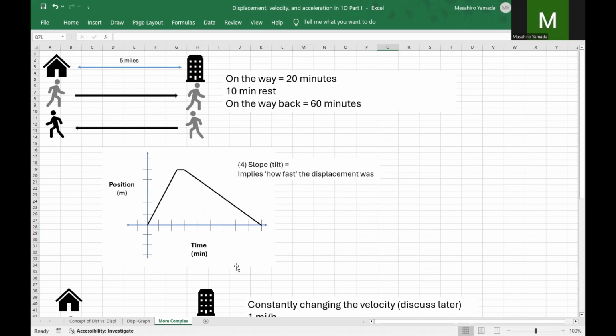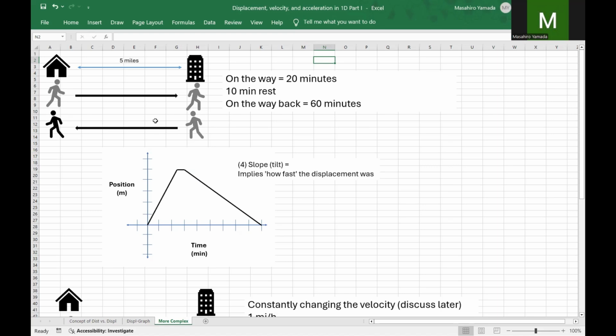We're going to talk about 2 more points I want you to learn. To illustrate this, I'm going to give you additional scenarios. On the way to his workplace, he ran from the start to his workplace. Therefore, it took only 20 minutes. After he got to his workplace, he was tired, so he rested for 10 minutes and he realized he forgot something. But he was already tired, so on the way back, it actually took 60 minutes.